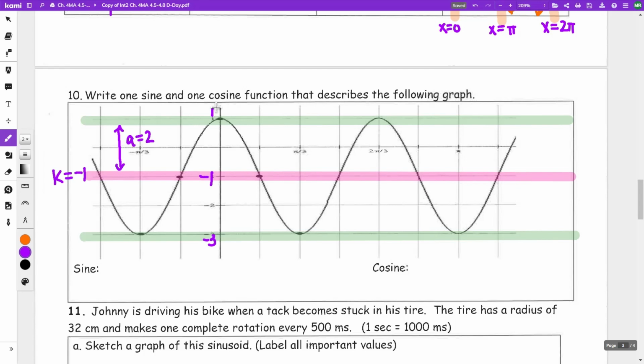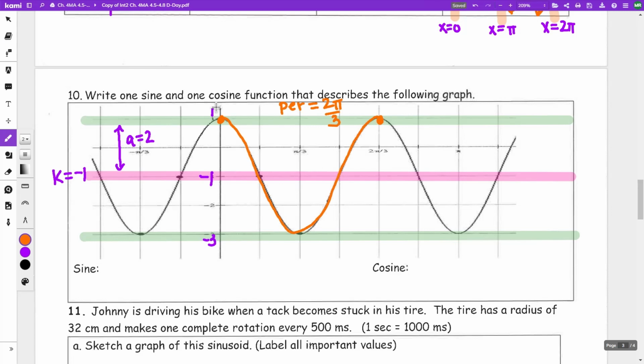Now, depending on where I'm starting, I might have a different equation than somebody else. What I notice is if I start here and I go all the way to here, that is 1 cosine. And the period of that cosine is 2 pi thirds. So my period for both of them is the same. They're both going to be 2 pi thirds, but it was easiest to find it using my cosine.